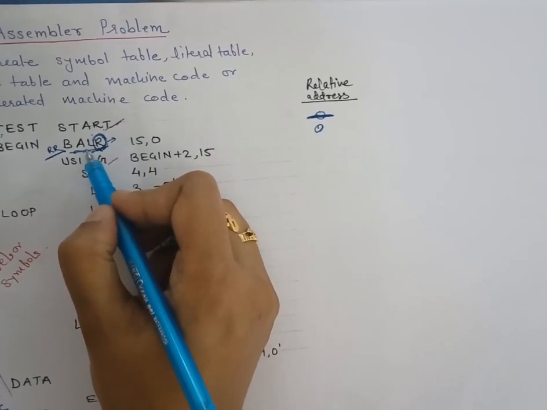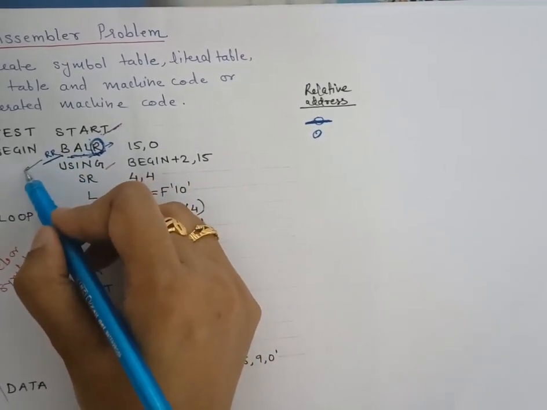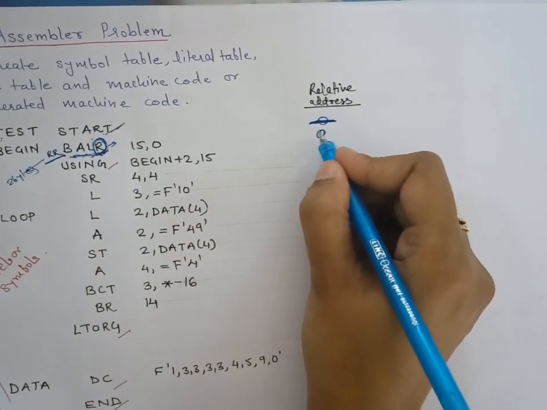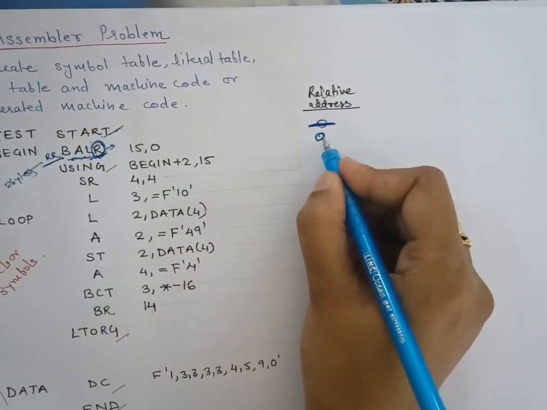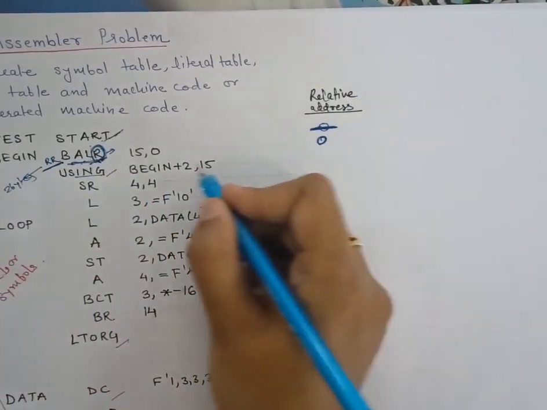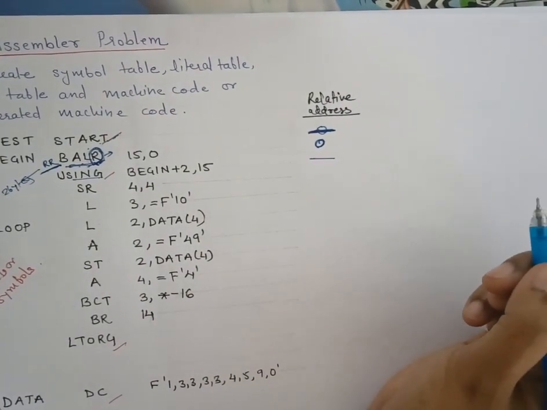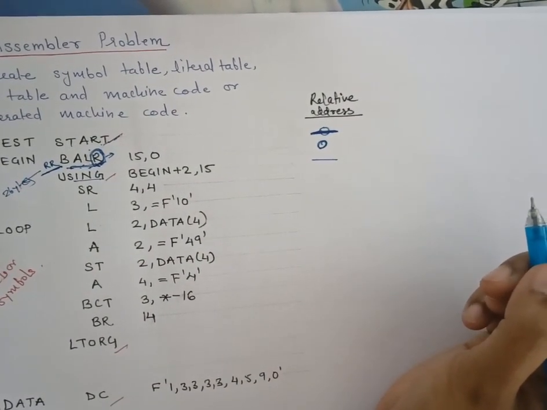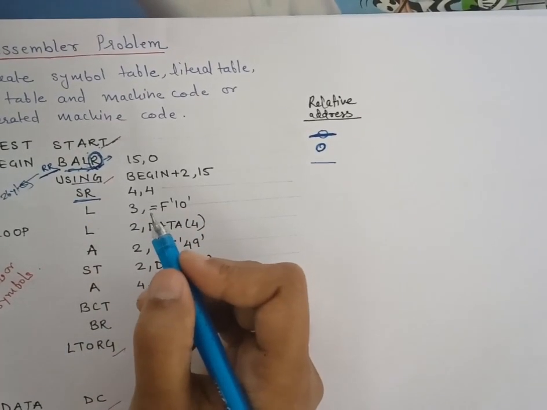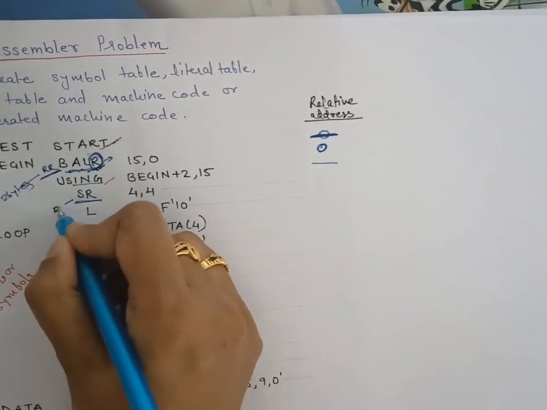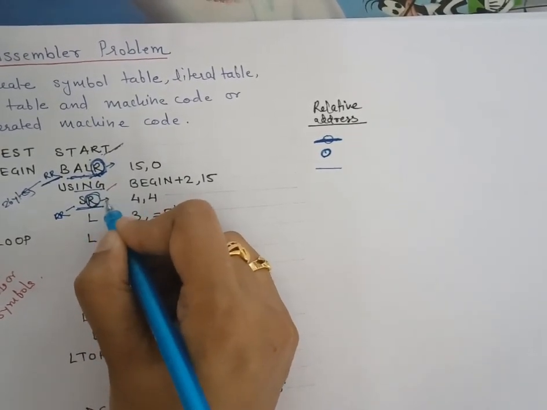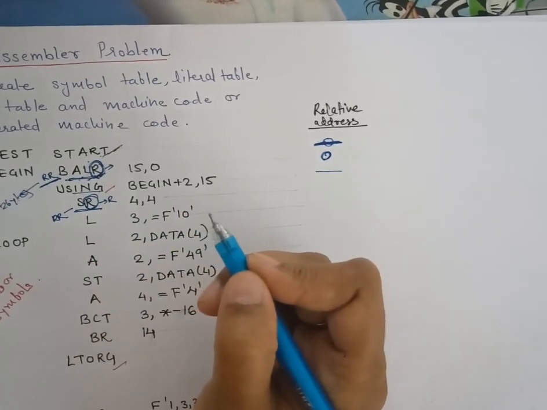Here it is a machine code, and we know that an RR instruction always contains 2 bytes. So here it is 0 because it is the starting code, and it contains 2 bytes. Second we have USING, again a pseudo op, so no relative address or location is assigned to USING. Next you can see the SR instruction, which is again an RR type of instruction, because the end of SR contains the R, that is the register.